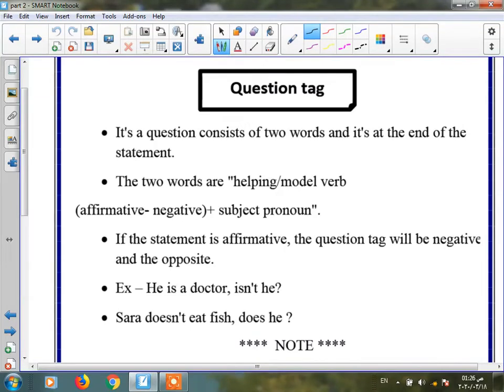Okay, hello middle one. Today inshallah we are going to present the question tag. The question tag is a very important grammar for you. It's not a new topic, but you have met it before while you were in junior 5 and 6.